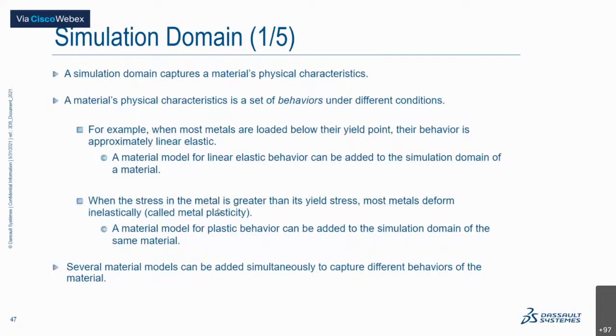So what is a simulation domain? We'll just dig a little bit more deep about it. So simulation domain basically captures the physical characteristic. Now, what that means is, the material characteristic is basically a set of behaviors that you can define inside it. For example, if you have a component that is being loaded below their yield point, then in that case, the behavior will be completely elastic. But if you have a component that enters the plastic state, that is, if you load it above the yield stress, then it will enter into the plastic behavior and a deformation will occur in them. So in that case, you'll also have to define the plastic behavior for the material.